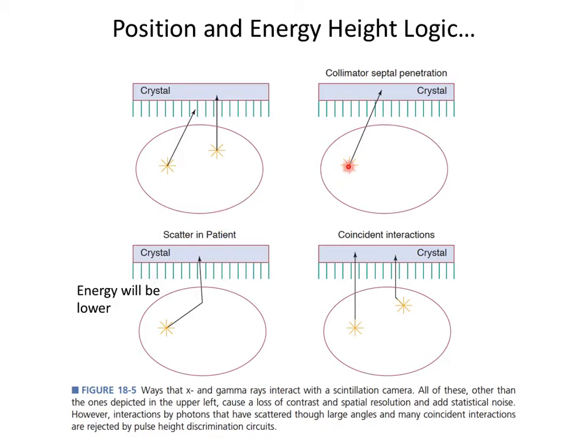Also, what can happen in SPECT, because the photons are high energy, there is a probability that some of them go through the septum, or the septa, right? This is not the septum of the heart. This is the septa of the anti-scatter grid, right? So there is a finite probability that it will just go straight on through and then land in the sodium iodide crystal. So that's a problem.